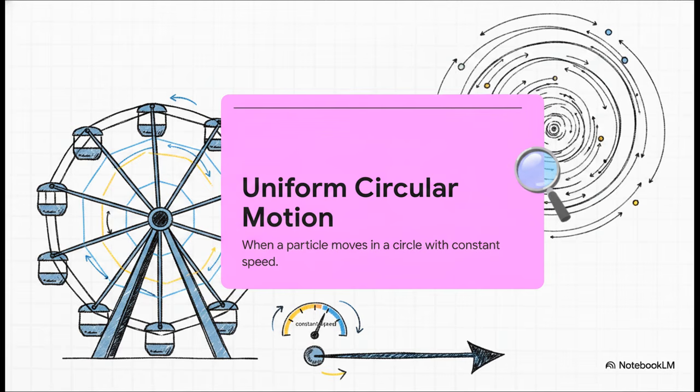And the core concept here is deceptively simple: uniform circular motion. This happens when a particle, or say our carnival rider, moves in a circle with a constant speed. Now, notice I said constant speed, not constant velocity. Even though the speedometer on the ride might be pegged at a steady number, there is a whole lot of dynamic physics happening beneath the surface, simply because the direction is continuously changing.